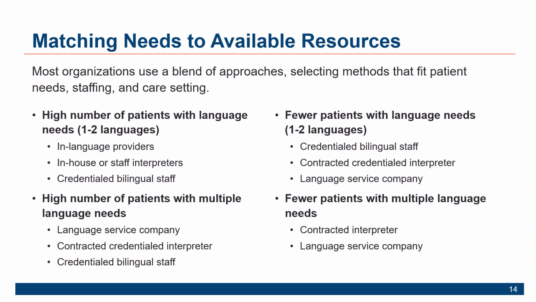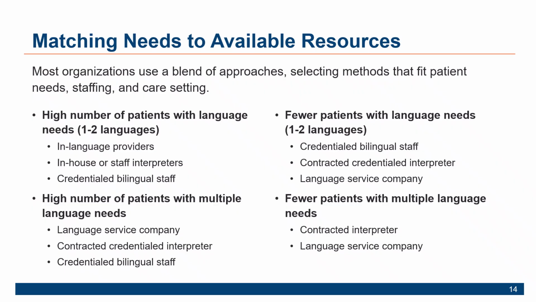For example, if you have a high number of patients, but only one or two common languages, the focus can be on in-language providers and in-house or staff interpreters, or credentialed bilingual staff, helping to maintain continuity across visits. This gives patients familiar faces and steady coverage for the most frequent languages. If you have a high number of patients and many different languages, you'll usually need scale and flexibility. That's where a language service company and contracted interpreters are essential. You can also use credentialed bilingual staff.